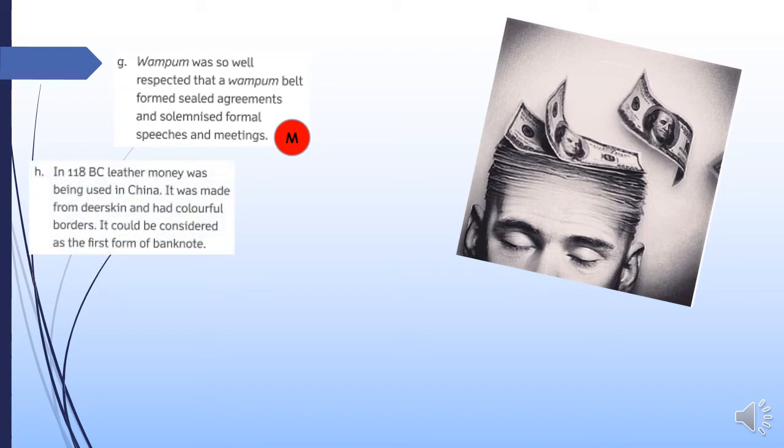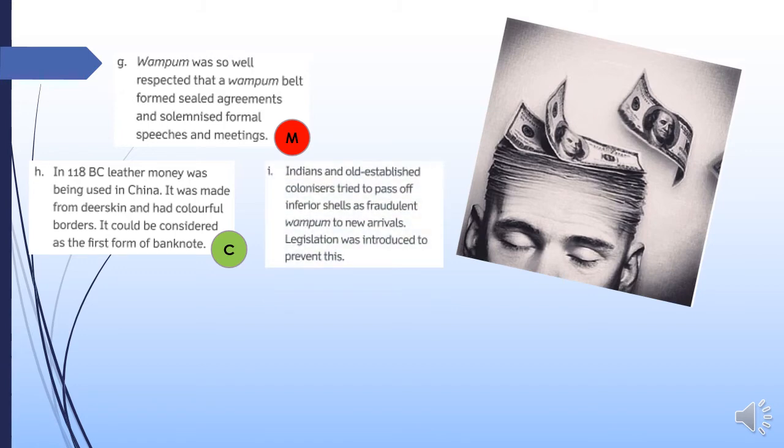In 118 BC, leather money was being used in China. It was made from deerskin and had colorful borders. It could be considered the first form of banknote. Again, history of credit. This leather that you have is not valuable. It's valuable because the Bank of China had that leather. So this paper that says it is equal to this amount of leather is not valuable in itself. It represents the value that the Chinese bank had.